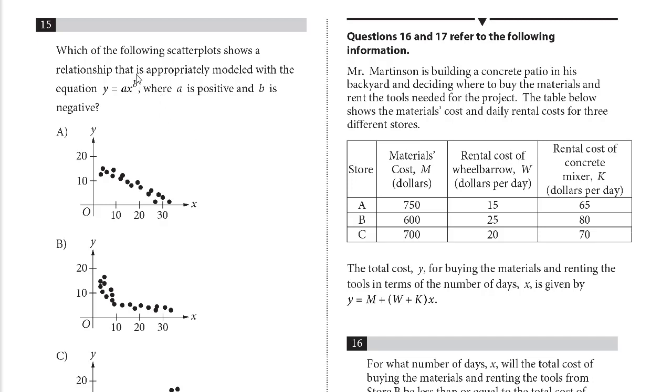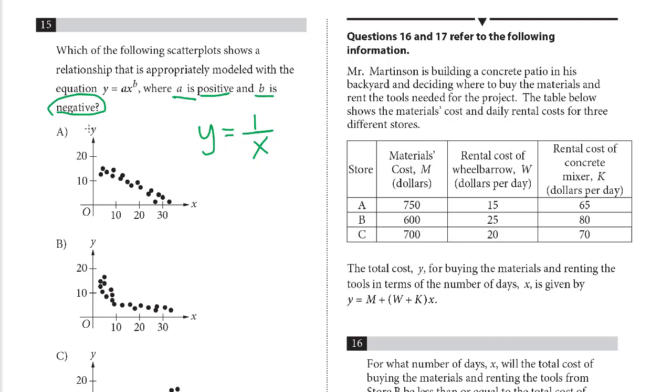Which scatter plot appropriately models the equation y equals a x to the b, where a is positive and b is negative? Okay, that's going to be important here. So what is this? This is actually x to a power, so it's not our typical exponential. This is going to be something more like a 1 over x. This could be y equals, if a equaled 1 and b were negative 1, this would be 1 over x. That would be x to the negative 1.